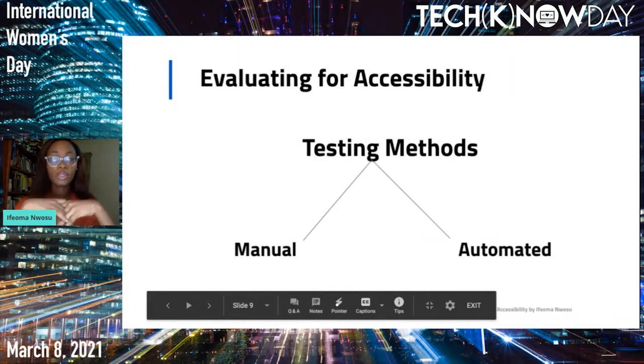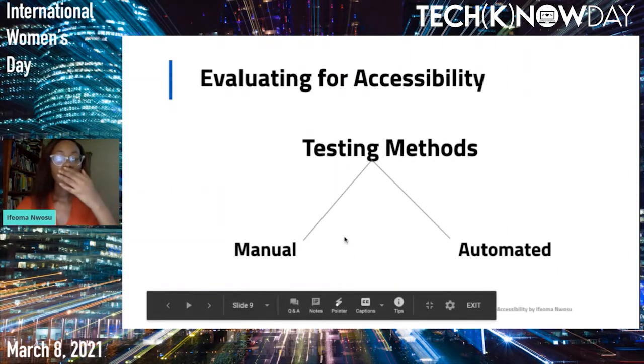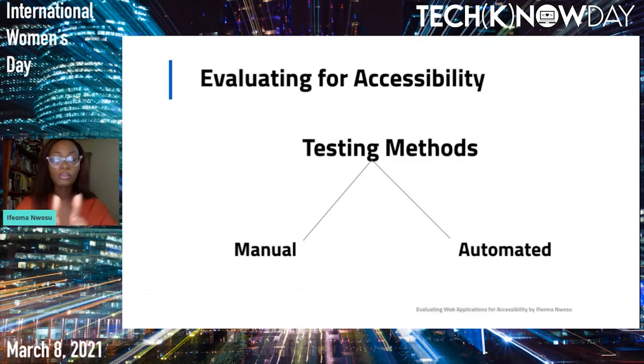When evaluating for accessibility, there are three methods: manual, hybrid, and automated. The hybrid is a mix of the two. So the main testing methods are manual and automated. Most people would say there are two, so we stick to two, manual and automated.